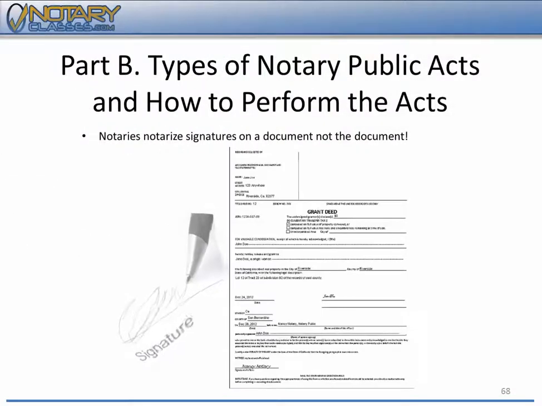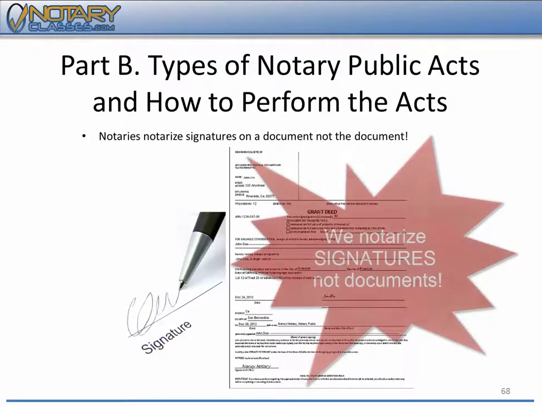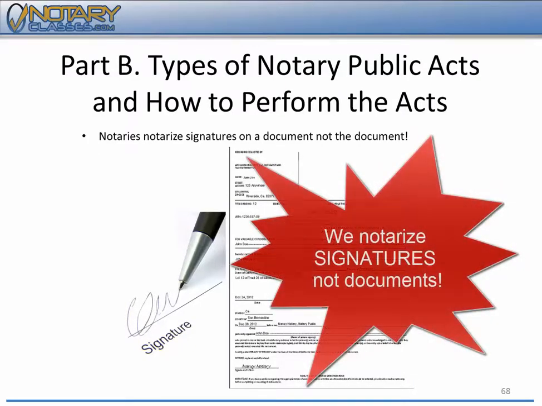Now let me clear up a very important point. We often talk about notarizing documents, but that's not really accurate. A notary doesn't notarize documents. A notary notarizes signatures on a document. The difference between the two is absolutely critical, and understanding this is essential in providing notary services for the public.